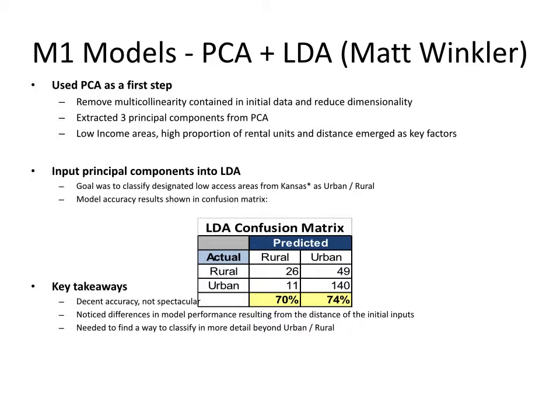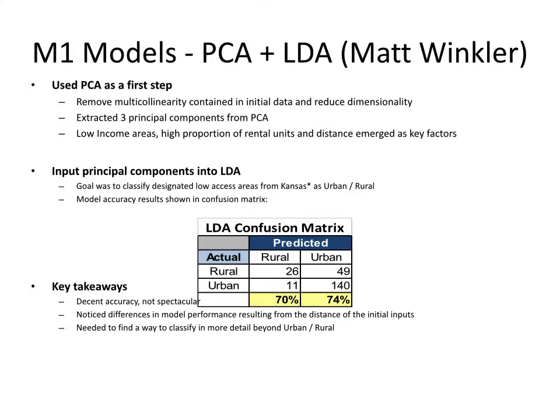So my name is Matt Winkler, and for my first model, I used PCA as a precursor to an LDA approach with the goal of trying to classify urban and rural areas in the state of Kansas. I used PCA as a first step to remove some of the collinearity that we saw in the initial data and also reduce its dimensionality. I ended up extracting 3 principal components from that PCA analysis.